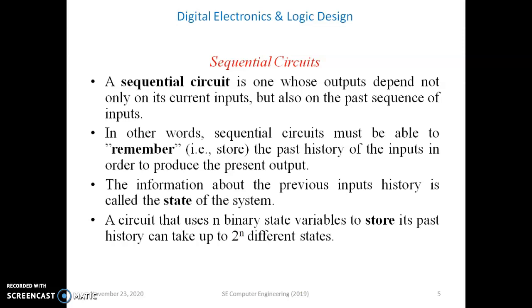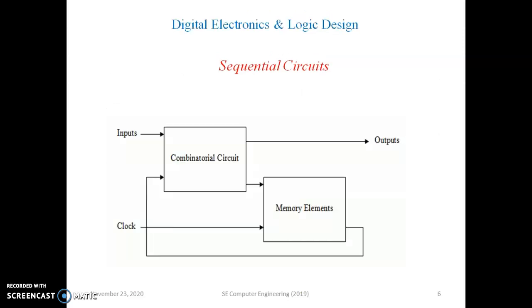In other words, the sequential circuit must be able to remember or store the past history of inputs in order to produce the present outputs. The information about the previous input history is called the state of the system. It has n number of states, or we can say that it can take up to 2 raised to n number of different states. This is the general block diagram of sequential circuit.